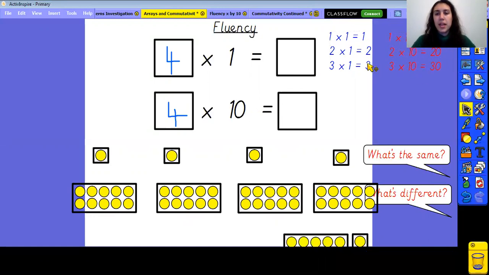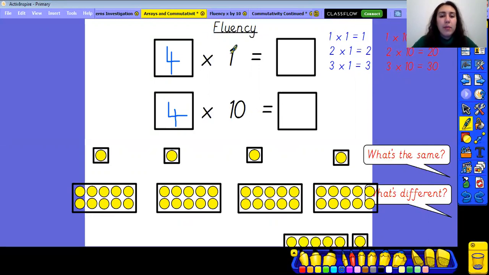If you need a little bit more time, you can pause the video, but let's go through it then. So 4 times 1, 4 groups of 1. I've got here 4 groups of 1. That means I've got 4 yellow counters all together.